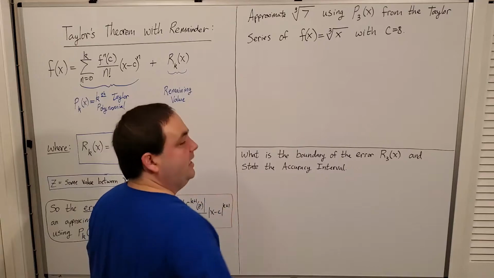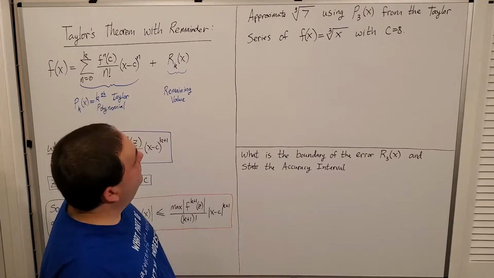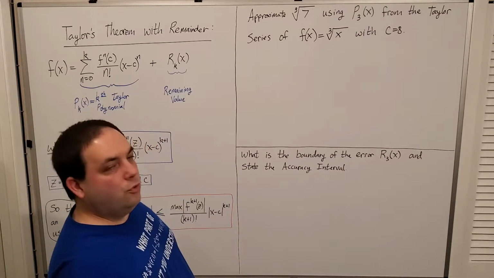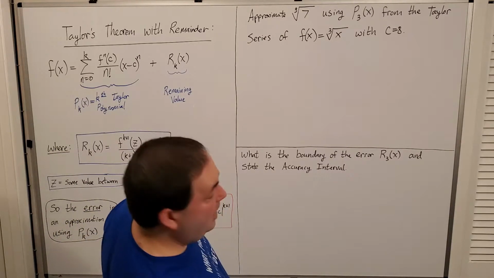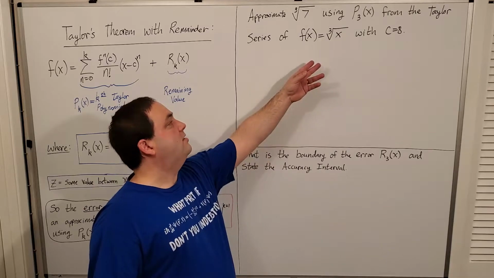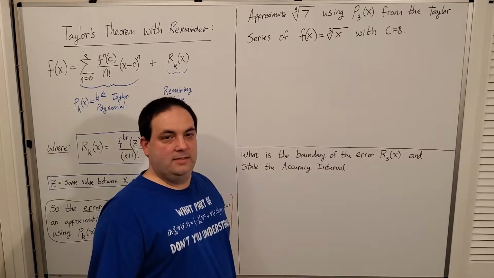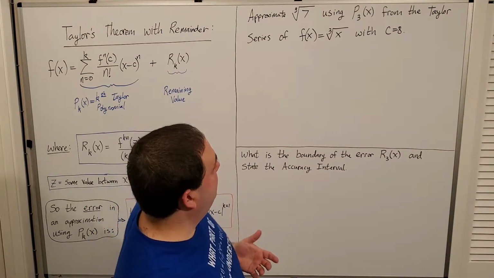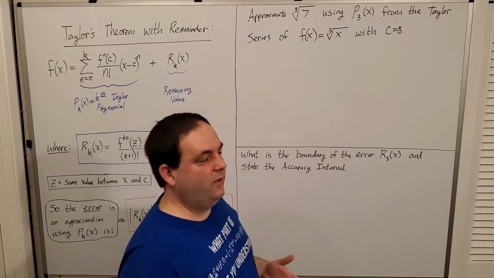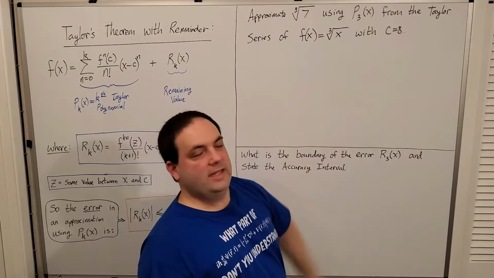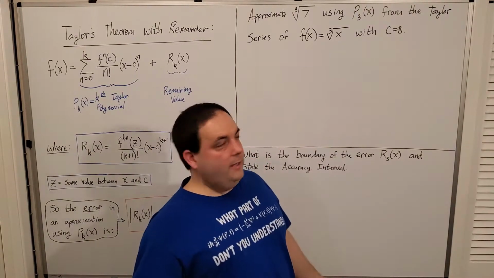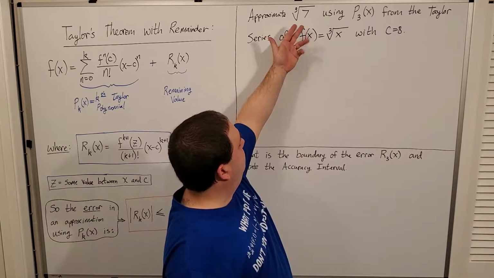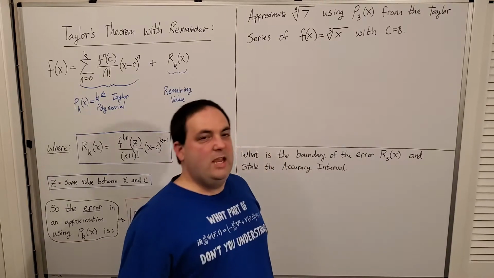Okay, so let's get an example in here of using this. Approximate the cube root of 7 using P3 of x from a Taylor series of the cube root of x centered at 8. Now, let's think about this for a second. Why specifically did I pick that function with that center? Well, the choice of the function should be obvious, right? Because I'm doing cube root. But then why c equals 8?